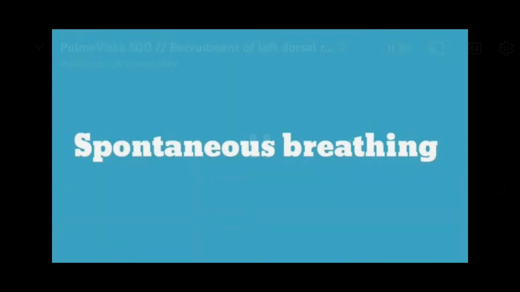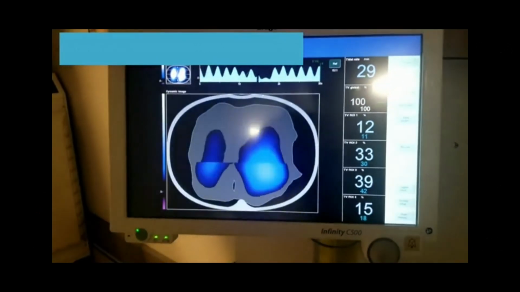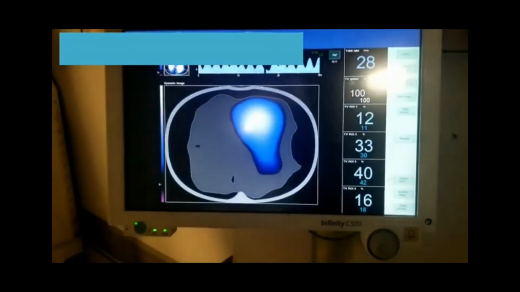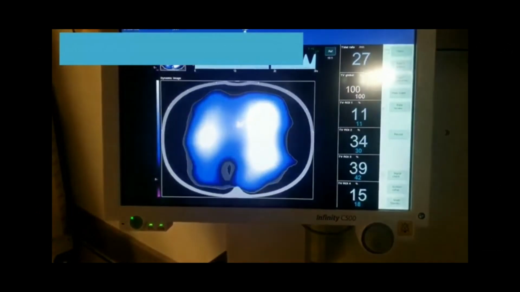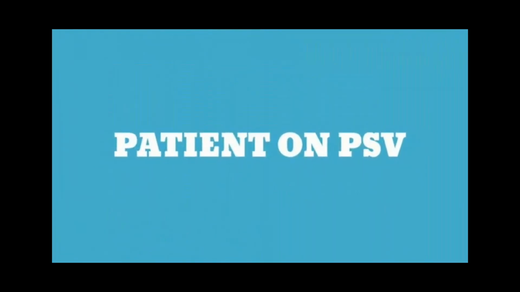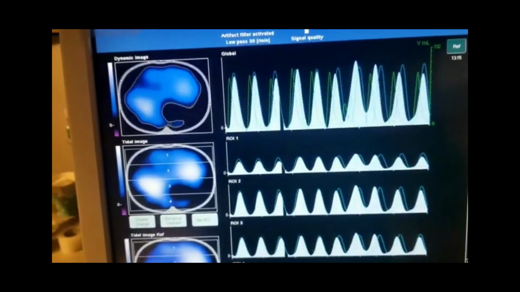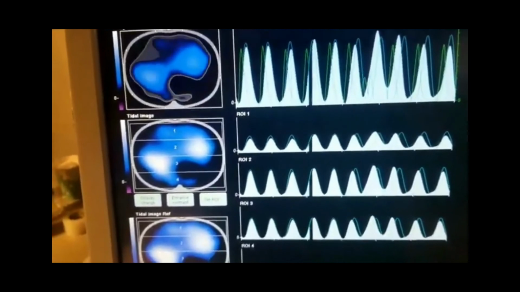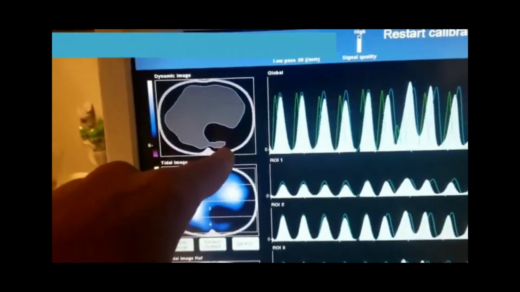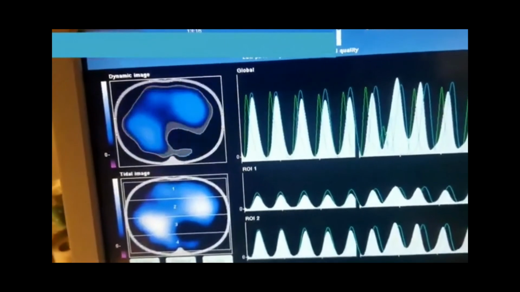So here's an example of a spontaneous breathing patient. This is the distribution of ventilation seen with the Pulmovista 500. This is a patient on pressure support ventilation. We did a PEEP study, titrating the PEEP right up to 14. As you can see here, the left dorsal region, there's no ventilation.